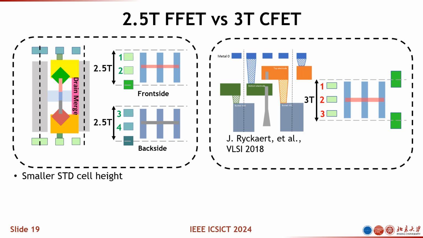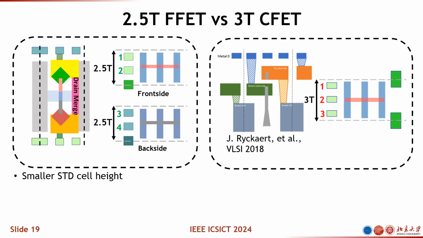You only have 3 signals on the wafer front side, and you don't have any signal on the wafer back side. But for the 2.5T FFET, because you have 2 layers of interconnect, one on the front side and the other on the back side, you would have 1, 2, 3, 4. You have 4 signals over there.